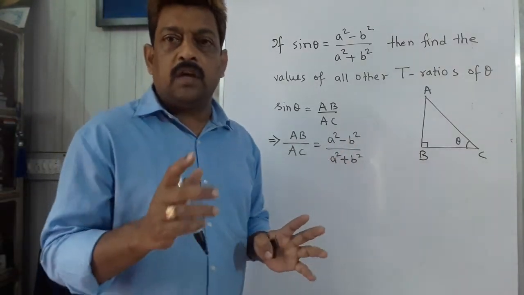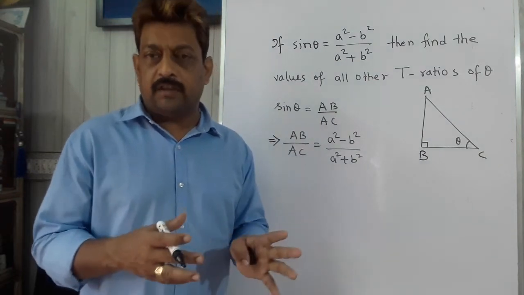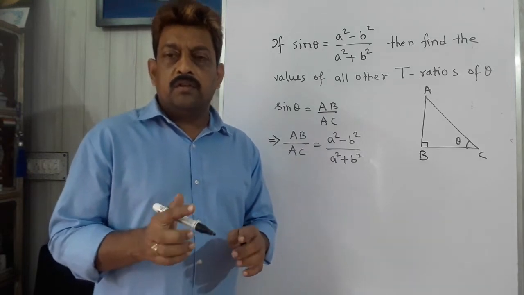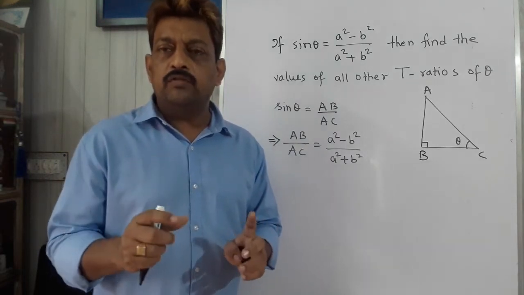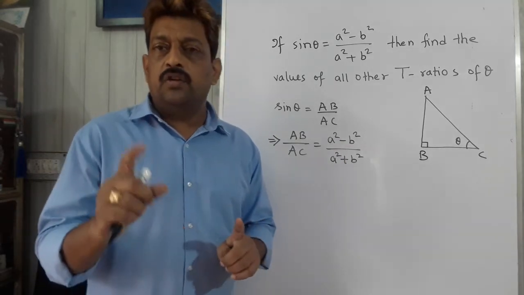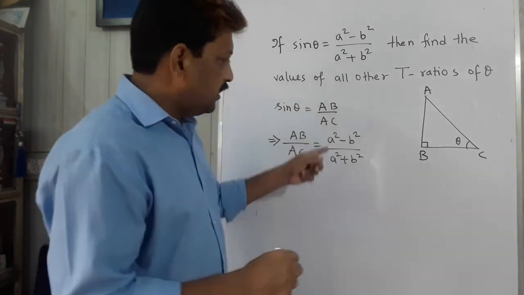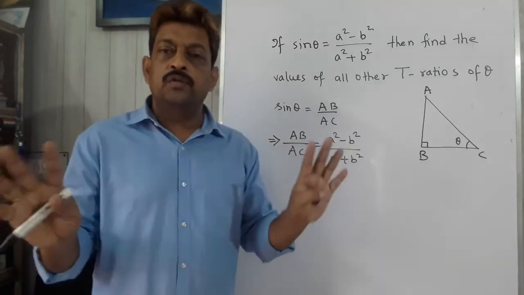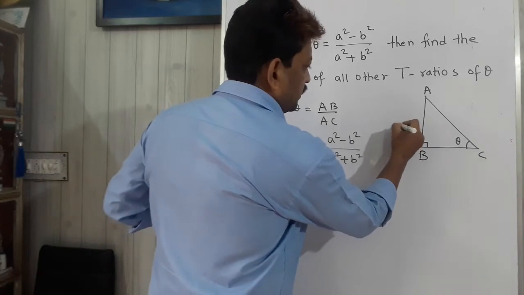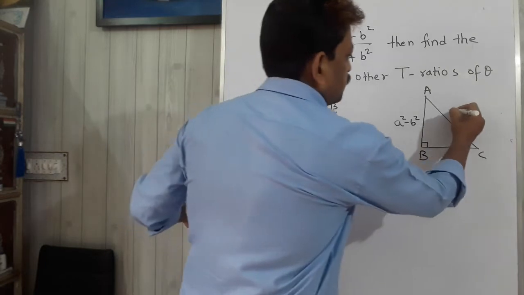because there the ratios are given in the form of values like 3 by 5. 3 is a constant, 5 is a constant. So in that case, where numerical values are given, we need to multiply each term of the ratio with some constant, as we have done by taking the constant as k. But here a and b are unknown quantities, so no need of multiplying with k. So here directly I can write AB as a square minus b square and AC as a square plus b square.